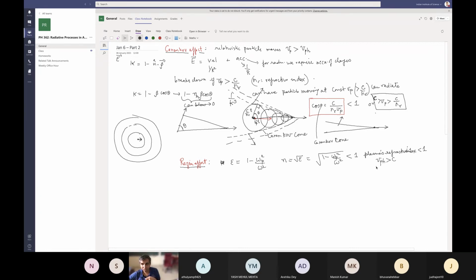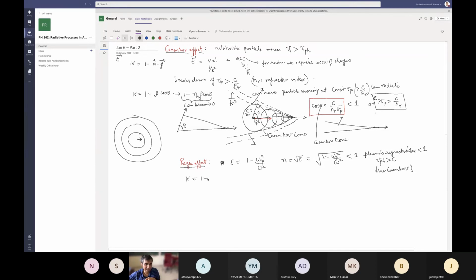So there will be no Cherenkov radiation, right? Because that requires the phase velocity to be less than the speed of the particle. So that is not possible here. So what happens in this case? In fact, what happens is the following.